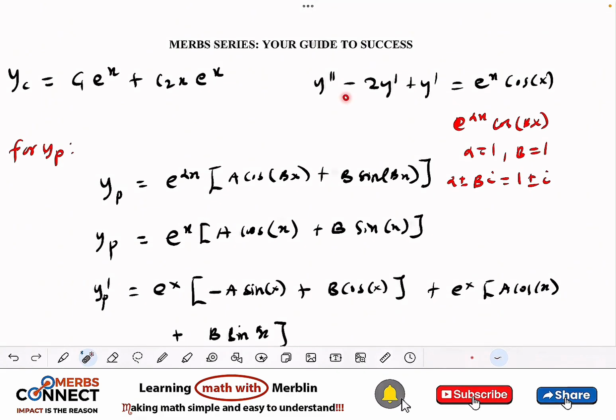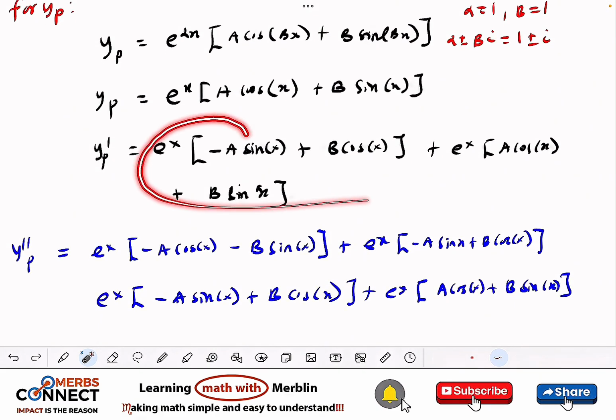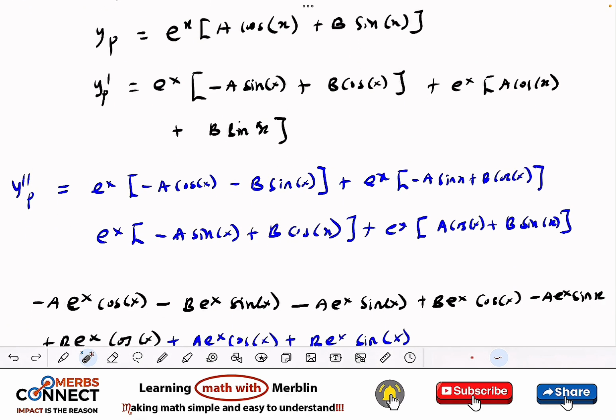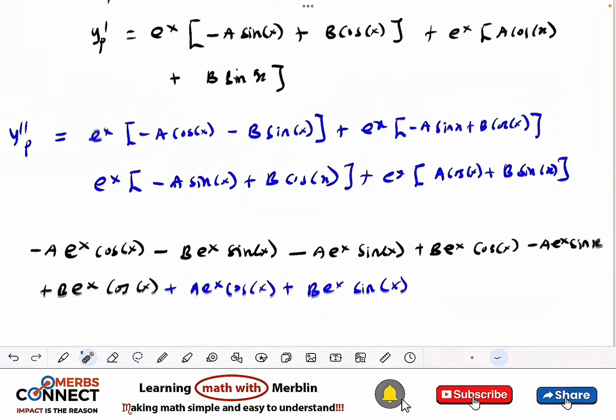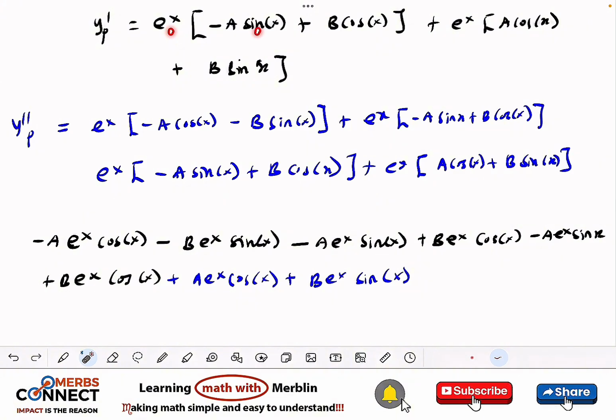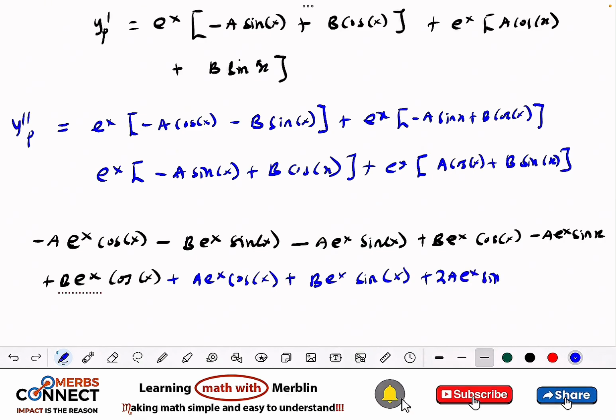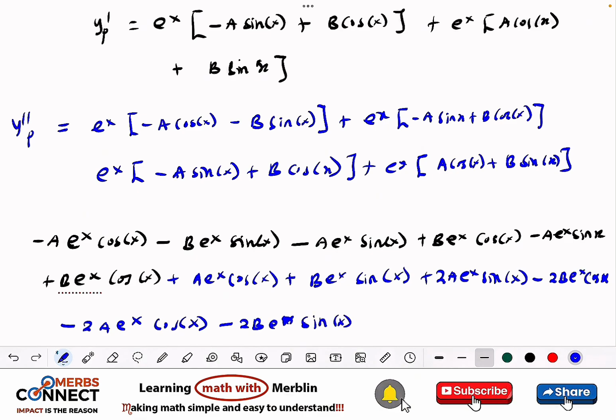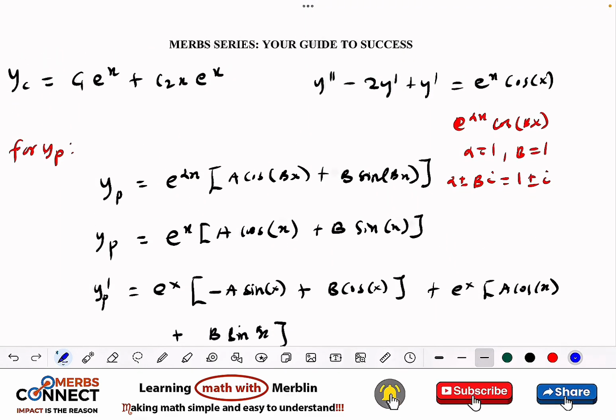Then minus 2 times y prime. I'm just multiplying this one by minus 2 and multiplying it through straight away. So when I multiply, this one will be plus 2a e to the power x sine x, then minus 2b e to the power x cos x. Good, I'm done with this one. Then this one will be minus 2a e to the power x cos x, and minus 2b e to the power x sine x. Then we need to add plus y.